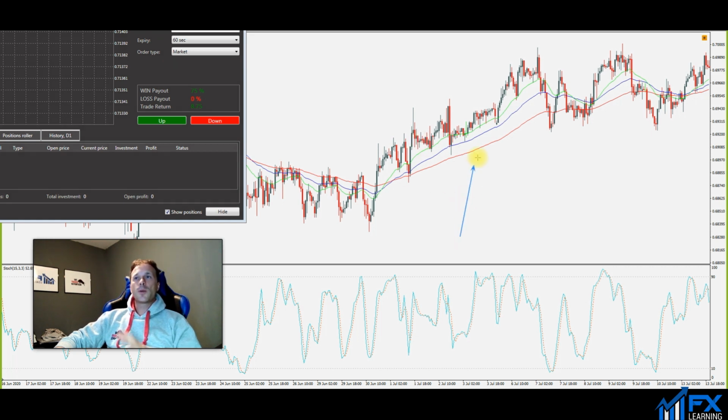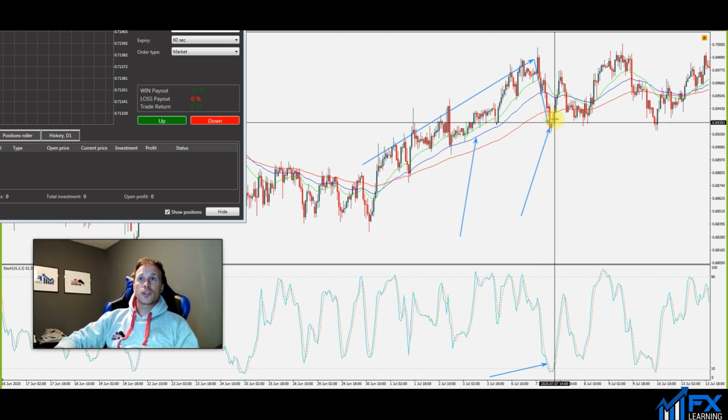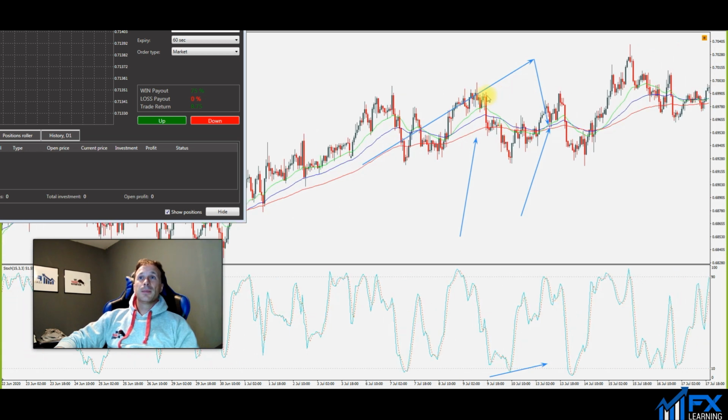Notice how price is above these 3 moving averages, telling me an uptrend. Now when we get a pullback in the market, so you can see here, trend up, pullback, the stochastics confirms that trend there. So what I do is when I spot a trend in the market, I use the stochastics to confirm when a pullback has finished.